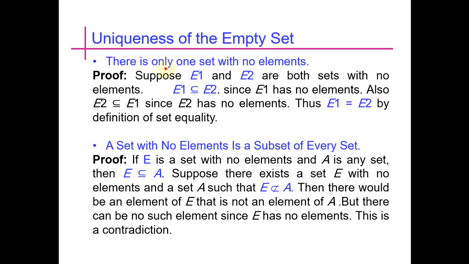So the statement is there is only one set with no elements. To prove it, we suppose that E1 and E2 are two sets having no element. So E1 is contained in E2 since E1 has no elements, and also E2 is contained in E1 since E2 has no element. So if there is no element present in a set, that will be a subset of any set. So thus E1 is equal to E2 by the definition of set equality. So the empty set is a unique set.